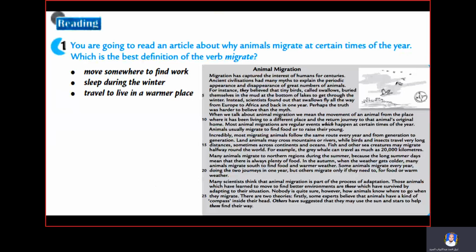So pay attention to these things before you read. The title, animal migration. Look at the picture. How many paragraphs? How many lines? And there are some words which are in bold. There are some pronouns or underlined words. You will be asked about them later.